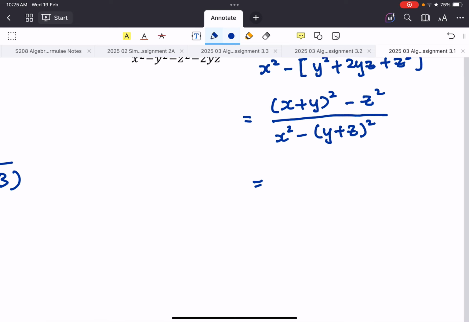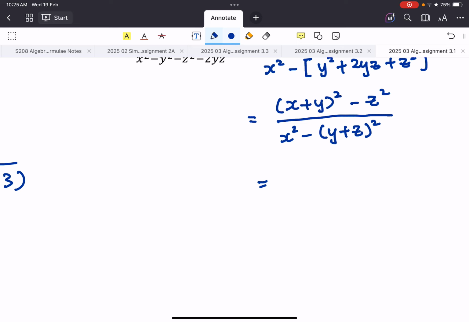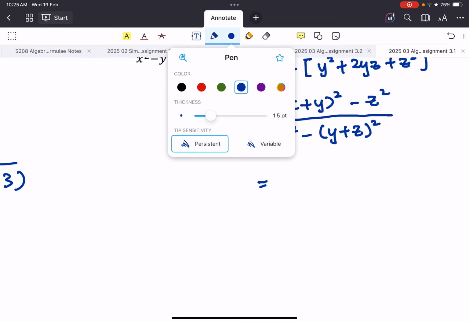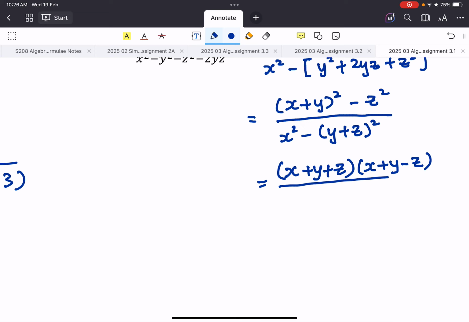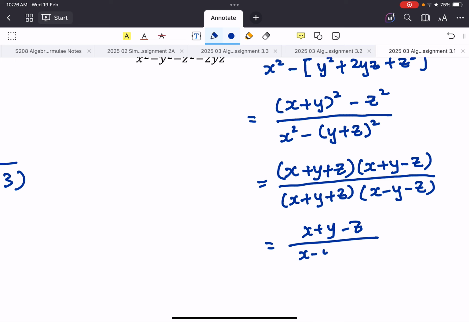Applying our special identity, now we have x plus y plus z multiplied with x plus y minus z, over x plus y plus z, and then we have x minus y minus z. Simplifying, we have x plus y minus z over x minus y minus z.